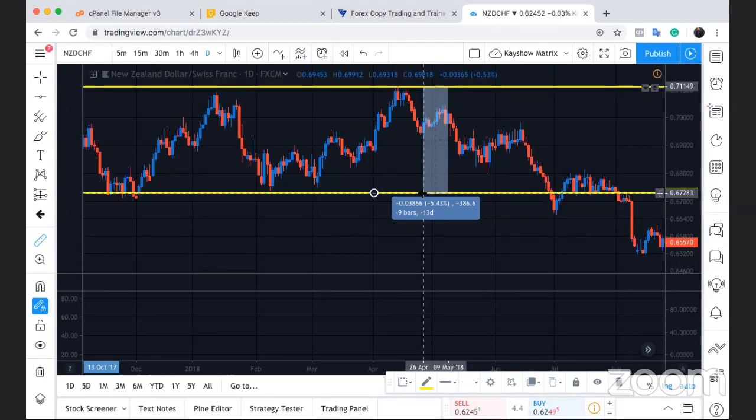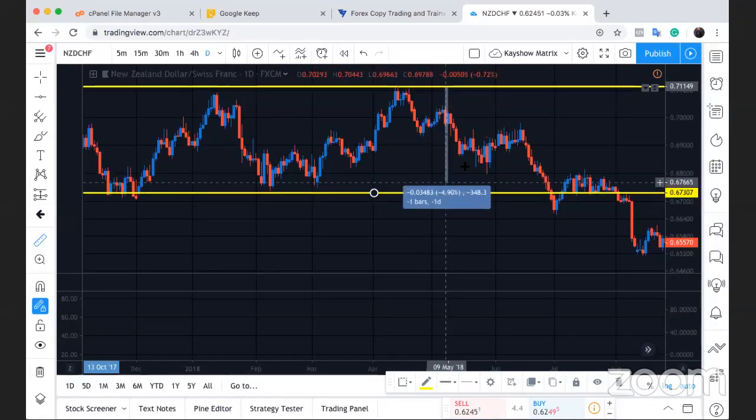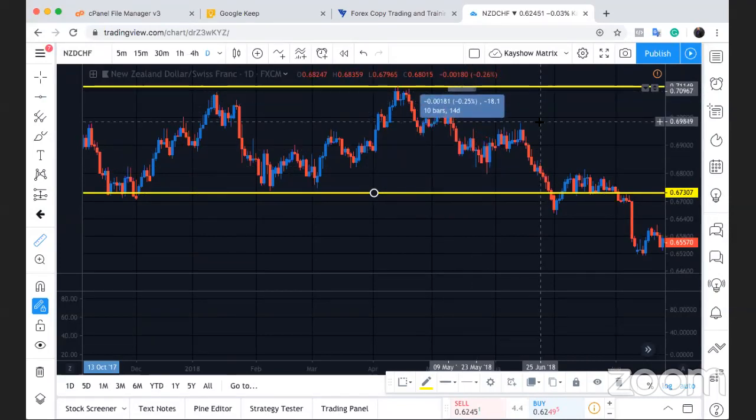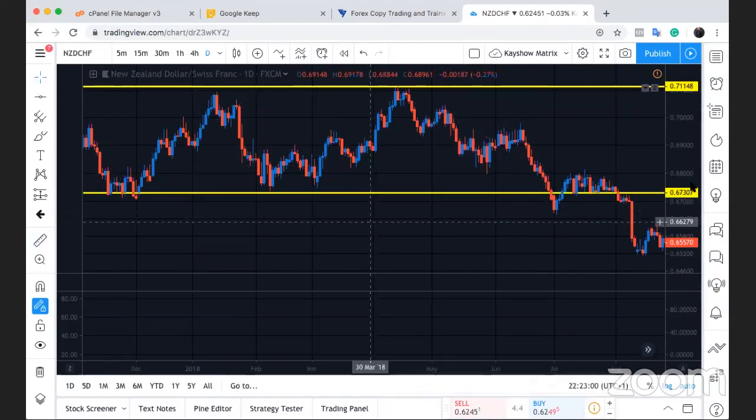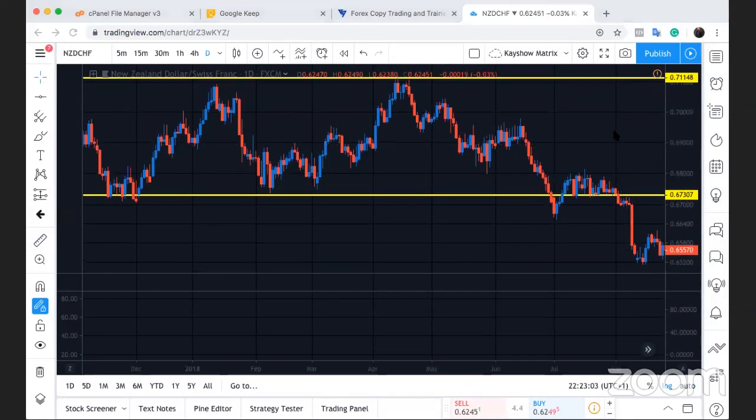What this 386 pips means is that, for example, if you're using $1,000, like I said, 0.1, you'll be making $386. Okay. If you're using a $100 account and your lot size is 0.01, you'd have just made $38 from this single trade. This is how you start earning money in Forex, guys. It is not hard. It is not hard at all.